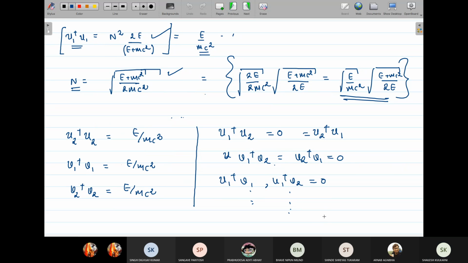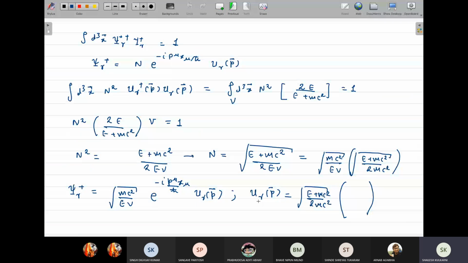With this choice, your u_r dagger u will be E by mc square. If you take psi dagger psi, that E by mc square cancels with mc square by E, and what remains is 1 over V and the integration over d3x gives V. So that V cancels with this 1 over V, and that's why this is 1. Clear? So now the normalization is clear.